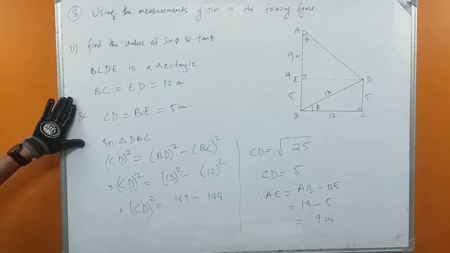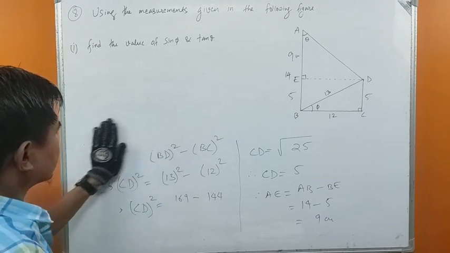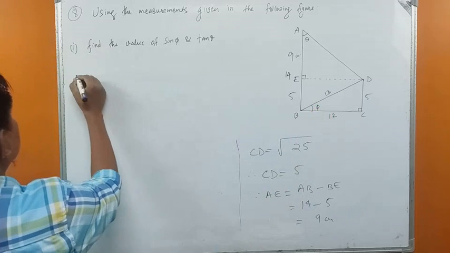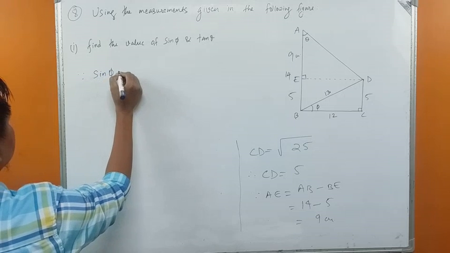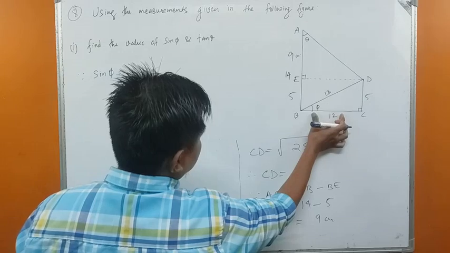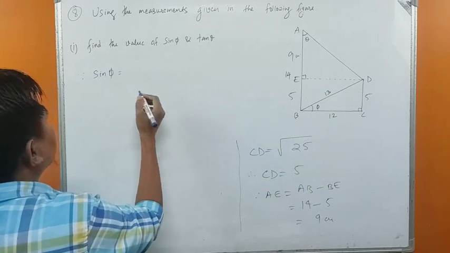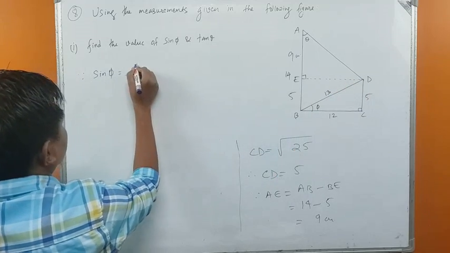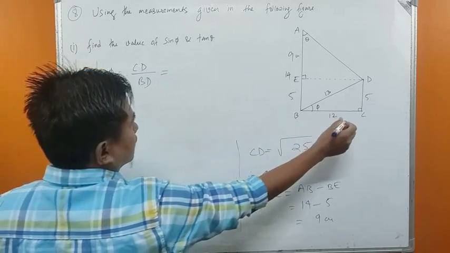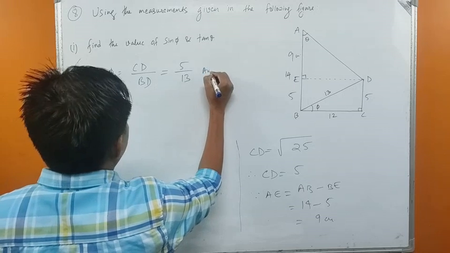Now let us do this sum. We are asked to find the value of sine phi and tan theta first. So sine phi means we are talking about this angle. Sine phi equals sine theta means perpendicular upon hypotenuse, Some People Have. When we talk about this angle, this is base, this is hypotenuse, the remaining side is perpendicular. CD is perpendicular, BC is base. So perpendicular upon hypotenuse: perpendicular means CD, upon hypotenuse means BD. So CD is 5 and BD is 13. So this is the answer for sine phi.